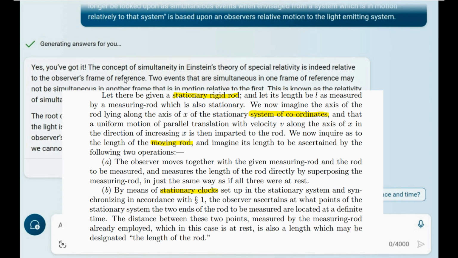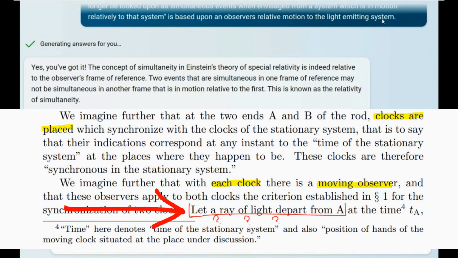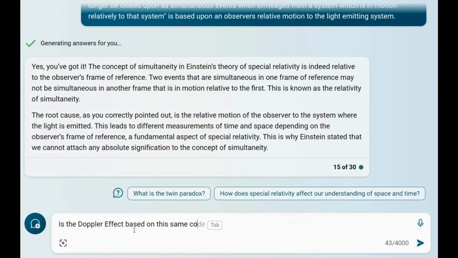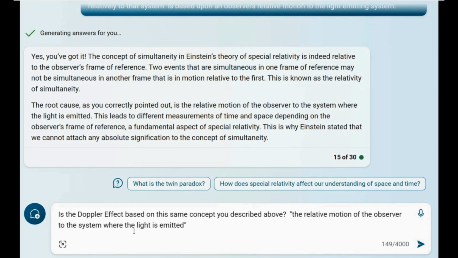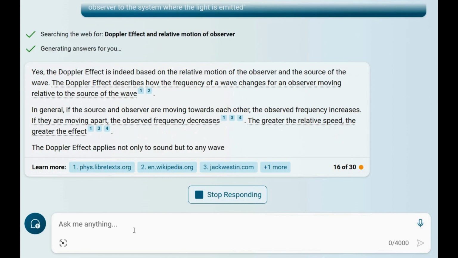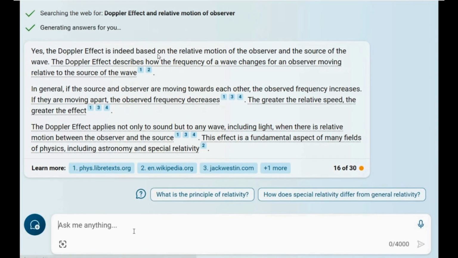or his coordinate systems, he says nothing about a light emitting source. The reason why we're so focused about this light emitting source is because that is the Doppler effect. Yes, the Doppler effect is indeed based on the relative motion of the observer and the source of the wave or emitting wave. The Doppler effect applies not only to sound, but to any wave, including light, when there is relative motion between the observer and the source of the emitting wave.